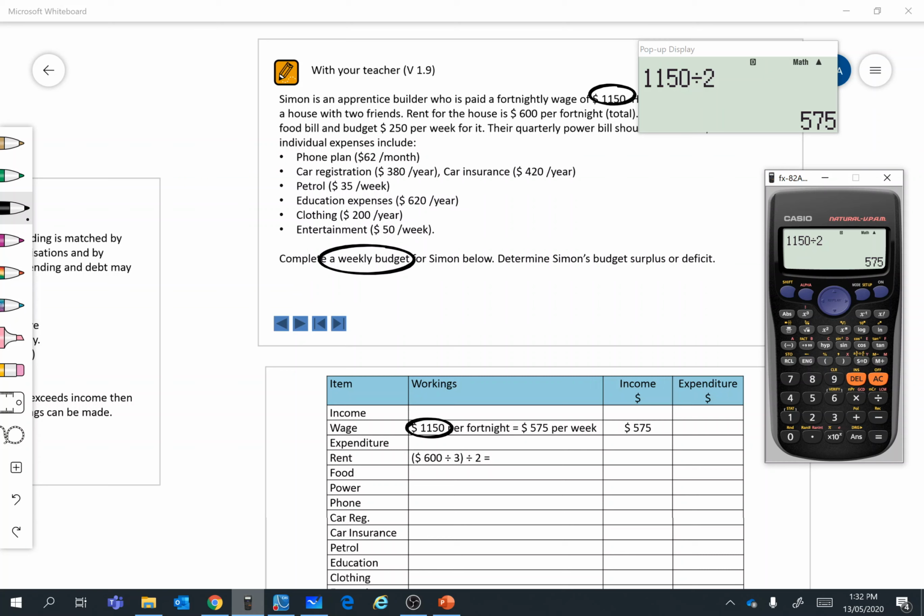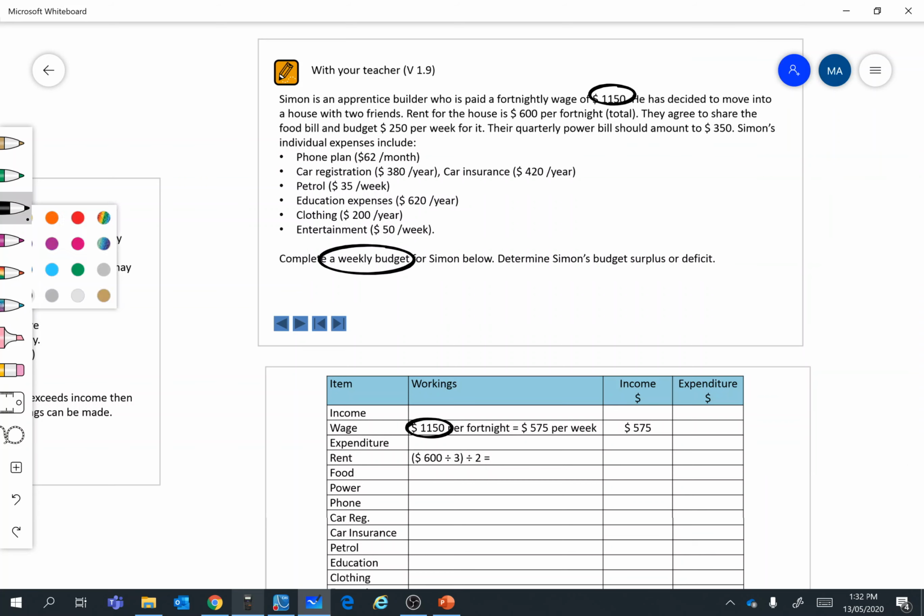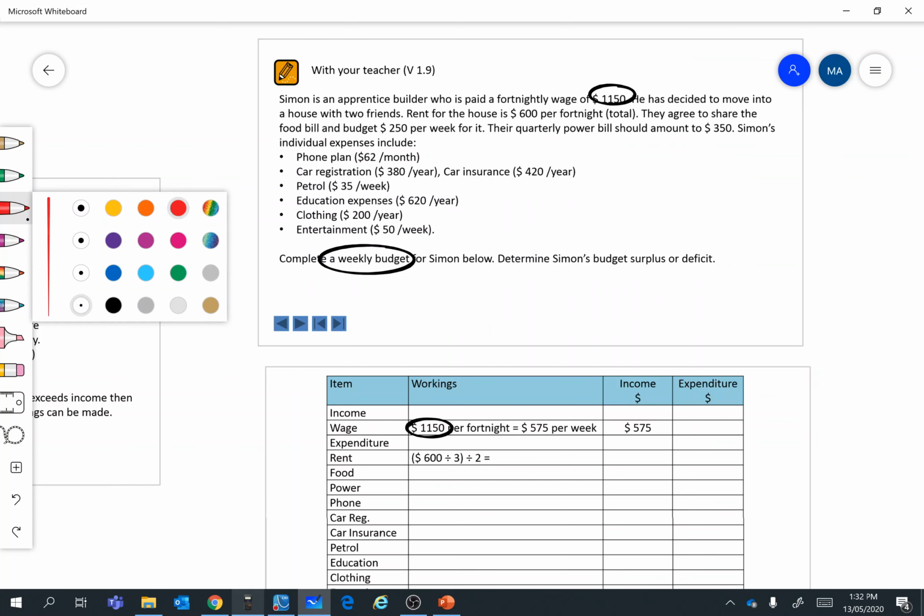Now, that's the only entry that's going to go in the income. The rest of the information here is expenditure, money that Simon has to spend. And we're going to see if he's in surplus, so it means he's got some extra money that he can save, or deficit. That means he's spending more than he's earning.